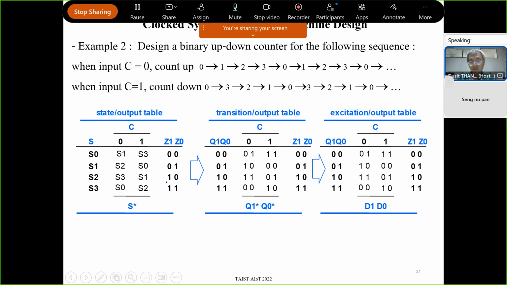Okay. From this, the next step is to define the value of each state name, or do state assignment.